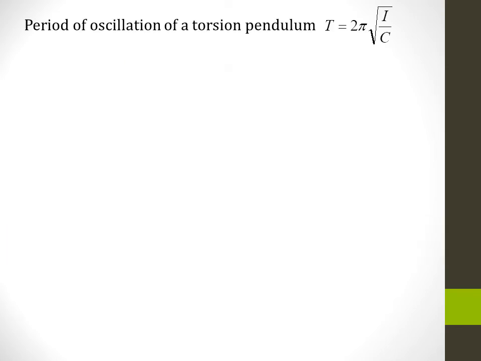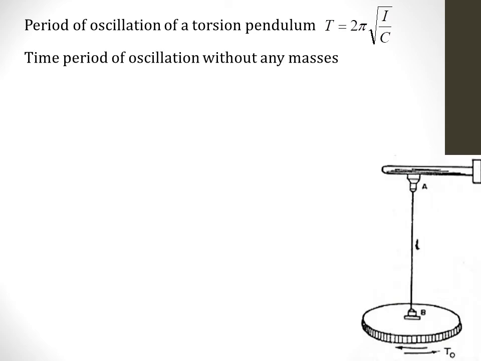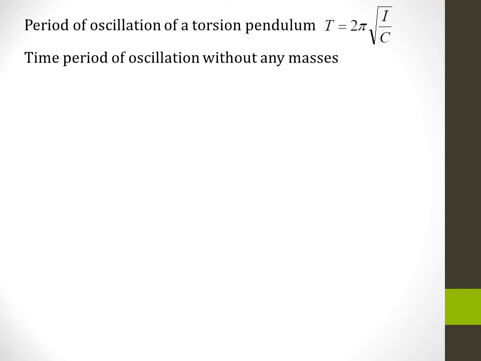We've already found from the earlier part of the derivation that the period of oscillation of the torsional pendulum T is equal to 2 pi square root I by c. The time period of oscillation without any masses is denoted by T0, which is given by T0 is equal to 2 pi square root I0 by c, and squaring this, we obtain T0 square to be equal to 4 pi square I0 by c.